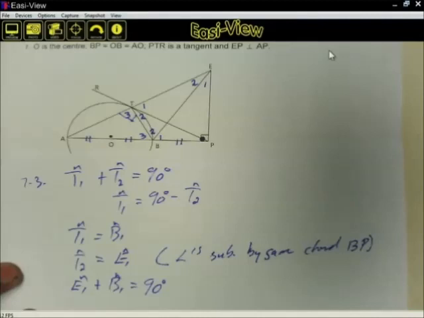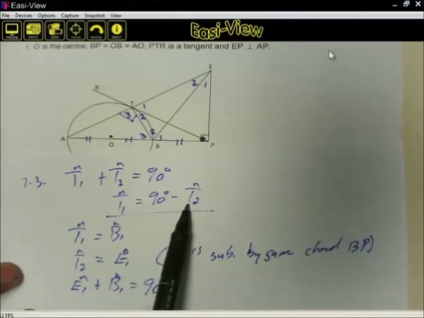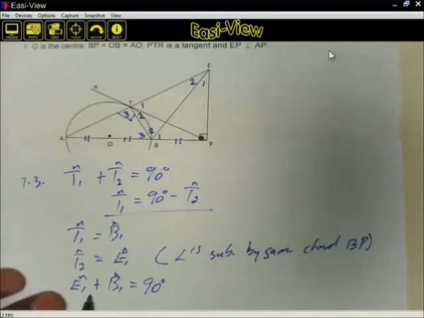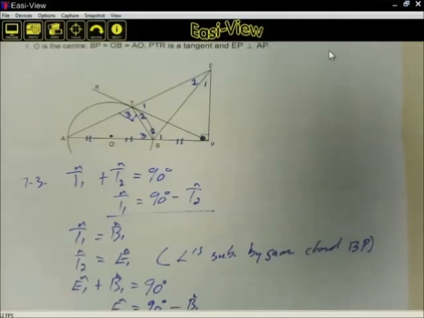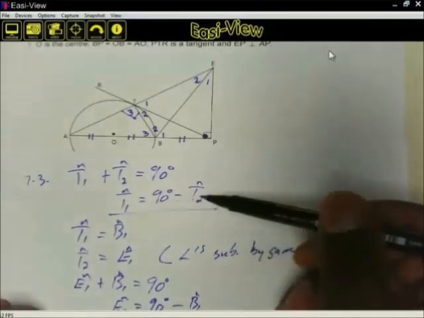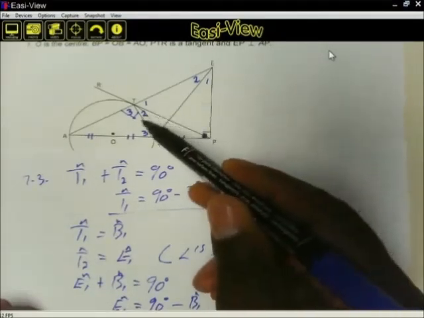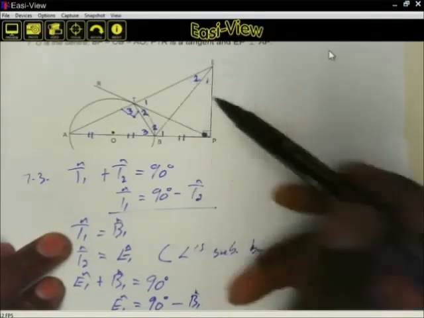Then check. We said T1 is equal to 90 degrees minus T2. Now I'm saying E1 plus B1 is equal to 90 degrees. Let me make E1 the subject of the formula. E1 is also equal to 90 degrees minus B1. Check the two statements. T1 is 90 degrees minus T2. Remember, T2 is equal to E1. Therefore, it will mean T1 is equal to the whole of angle E.